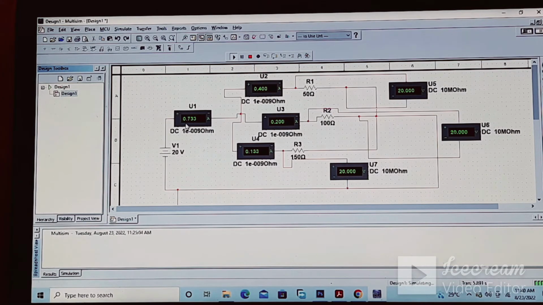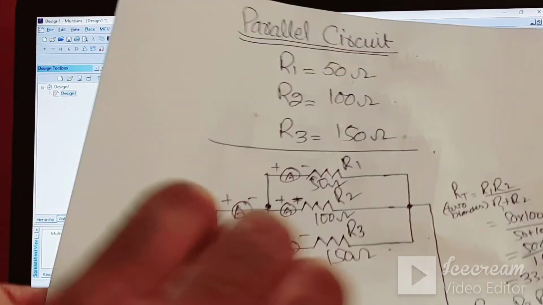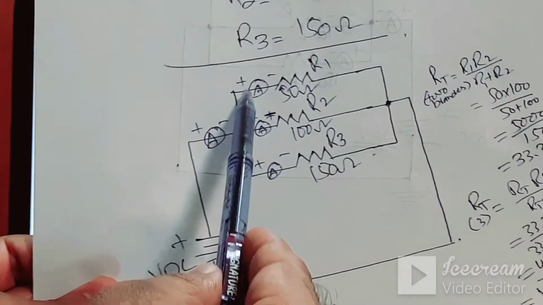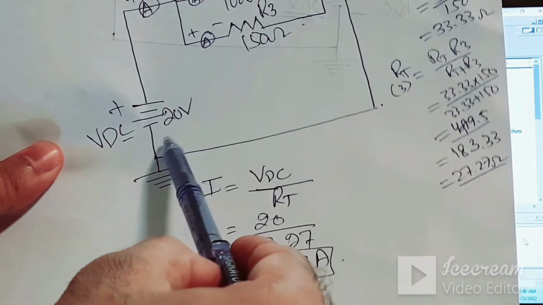So here the total current which we are getting is 0.733 ampere, if we are applying 20 volts to this circuit, and the R1 current is 0.4 ampere. So you can also do these calculations with the help of formulas. You can see this is again R1 50 ohm, R2 100 ohm and R3 150 ohm. You can see the 3 resistors are connected in parallel across this VDC.